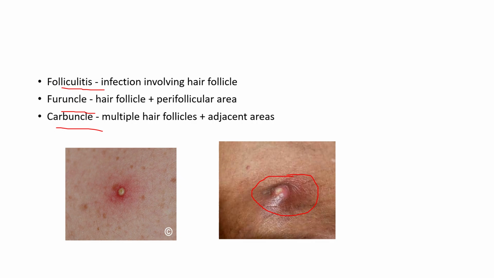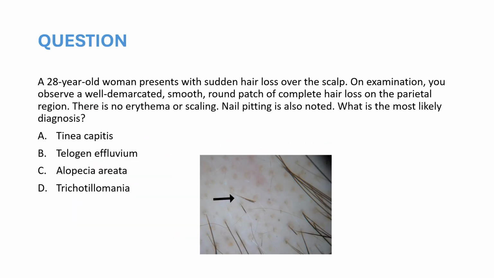Okay, it will have a dot here because it is involving the hair follicle. It will have a black dot, or you can see a pinpoint there, a pus point there. That's called folliculitis. If it's involving perifollicular area, called furuncle. If it's involving a more broader area with multiple hair follicles and adjacent area involved, it's called a carbuncle.